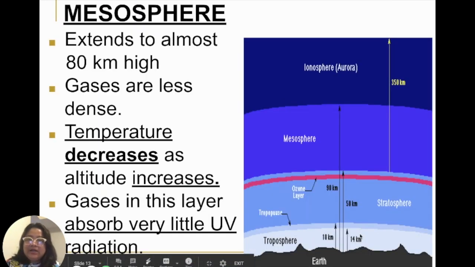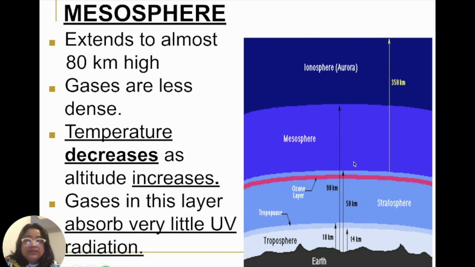All right, next layer is the mesosphere. So the mesosphere extends to almost 80 kilometers high. Gases are less dense in here, and the temperature decreases as altitude increases. So if that happens, what kind of temperature do we have in here? Is it hot or cold? It is cold because the temperature decreases as altitude increases. Gases in this layer absorb very little UV radiation.